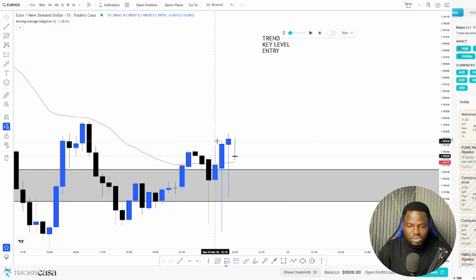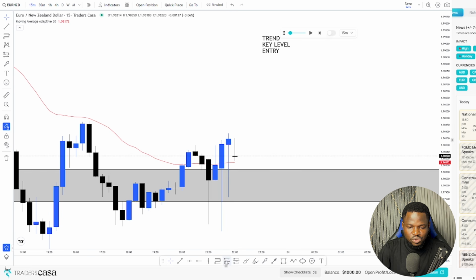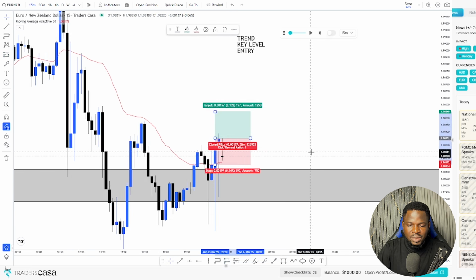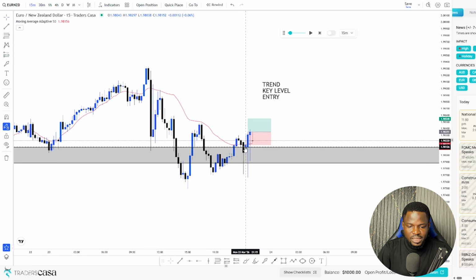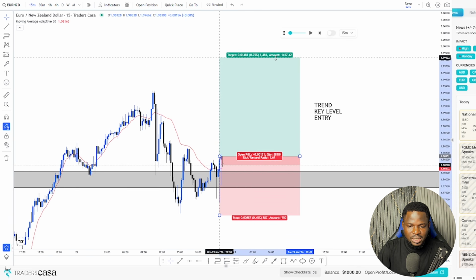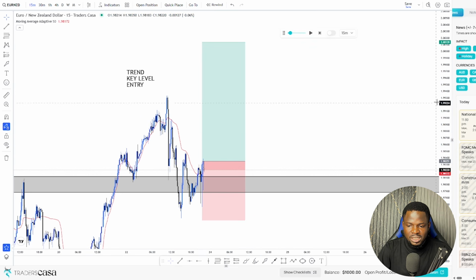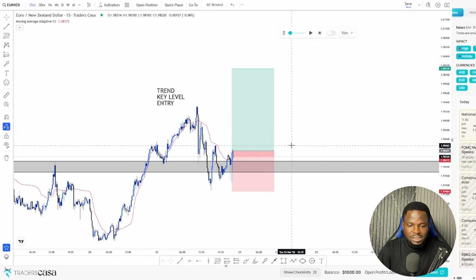So this place is going to be our entry zone. Sorry, I'm supposed to use the long position tool. This place will be our entry point. Then we'll put our stop loss below here. Then our target ratio is 1:2. Right, this is a scalping trading strategy. I'm not here to waste time in the market.